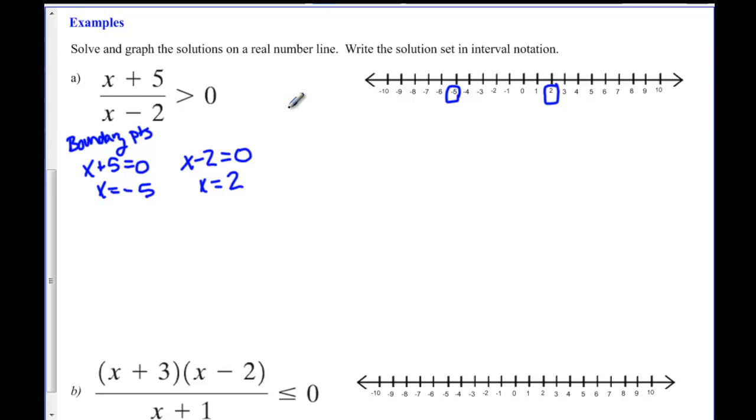So I want you all to go from here, go through, get your test values, test it, and this is where you're going to start to see that thinking of it in terms of how many positives and negatives you have makes it a little bit easier. And then figure out which parts are true, graph it on your number line, and then also give the interval notation.